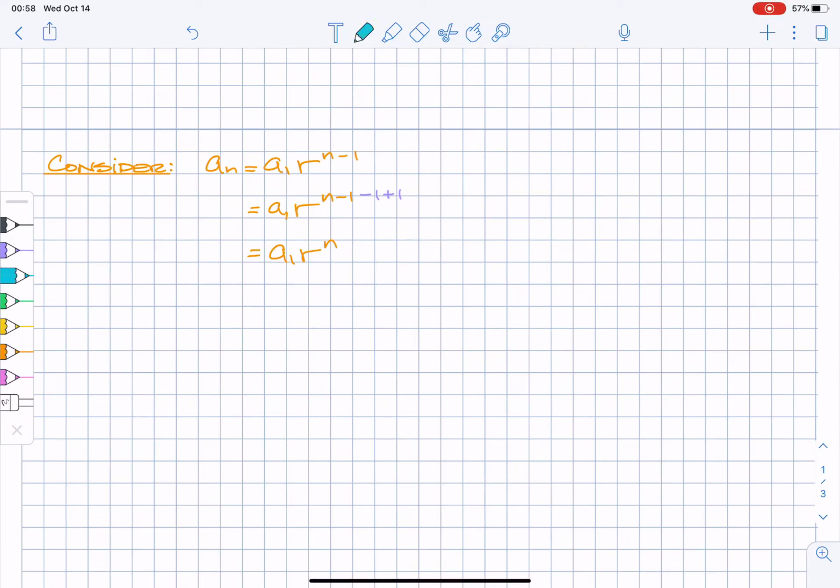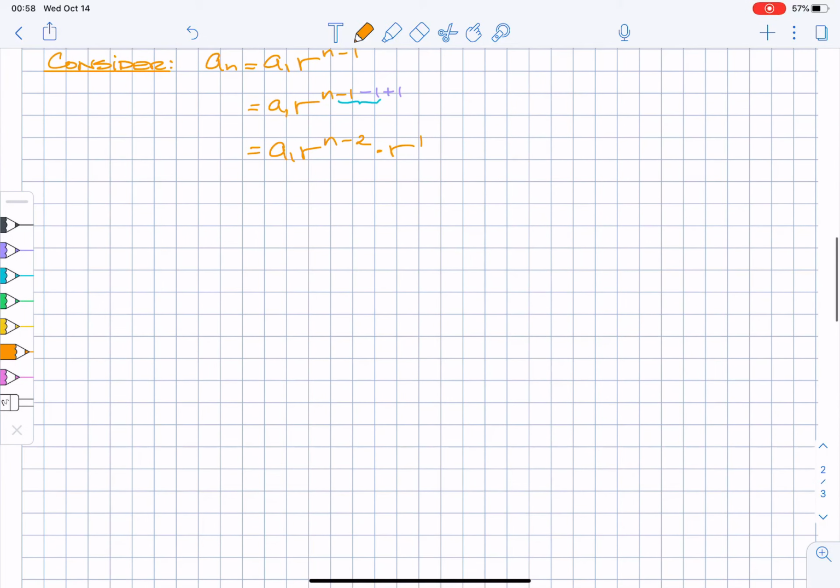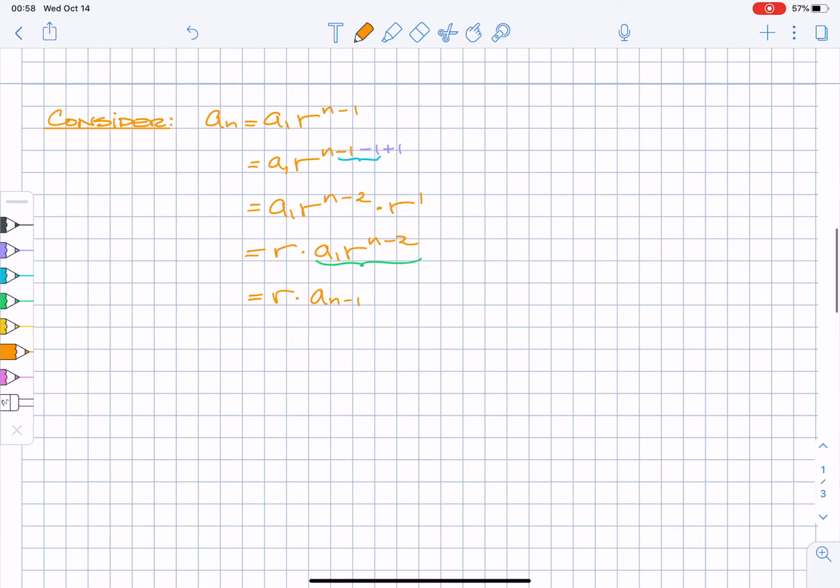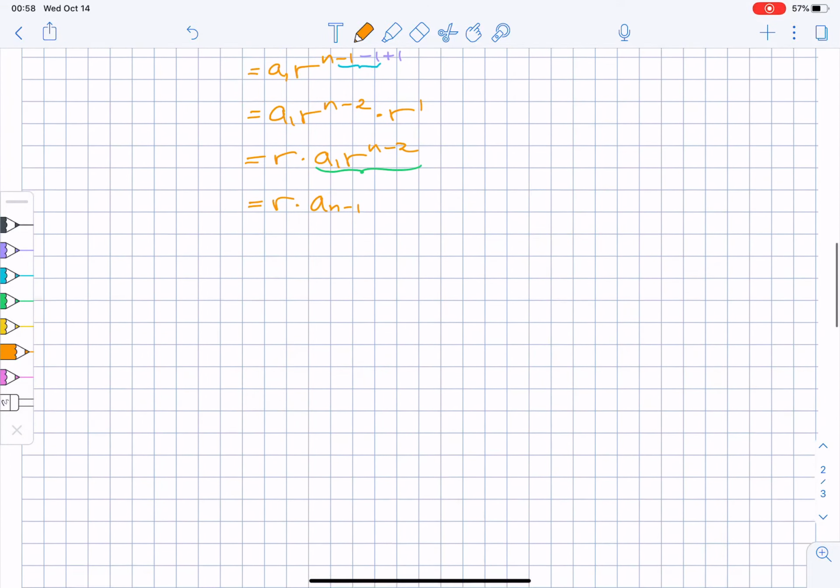Now I'm going to group these two together, so n minus 2 times r to the first. And now I'll bring that r to the first in front, times a1 r to the n minus 2. So by definition, a1 r to the n minus 2 will be a sub n minus 1, because the exponent on r is 1 less than the subscript on a. So what do we have here?